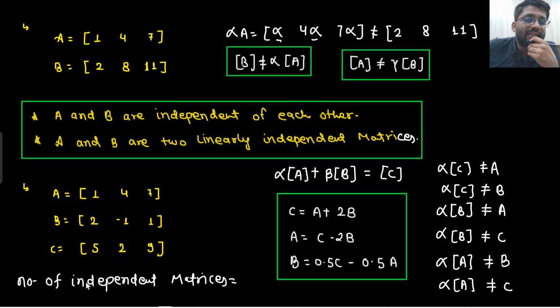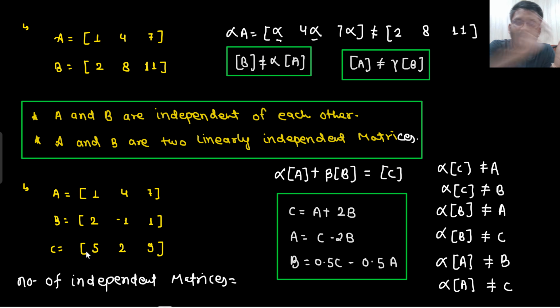So how many matrices do you require in your hand? You will say, sir, I require 2 matrices. Using 2 matrices, I can write down next matrix. So there are total 2 independent matrix and 1 dependent matrix. C is depending on A and B, or B is depending on A and C, or A is depending on B and C. Is that clear to you or not?